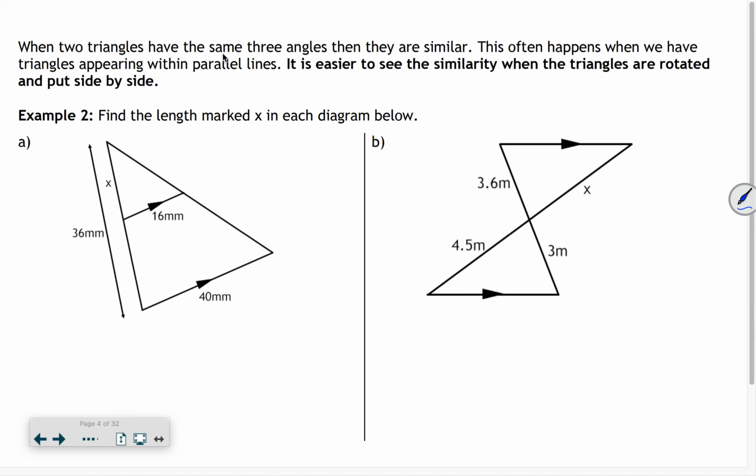A little bit of similarity. This time we're going to look at similar triangles. Okay, so when two triangles have the exact same three angles, we can also say that those triangles are similar.